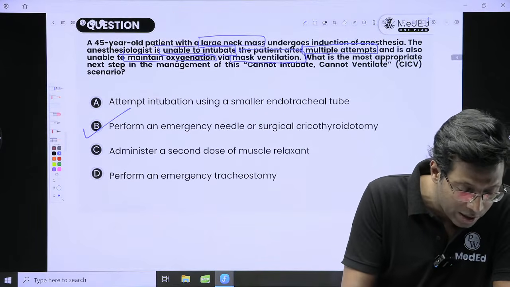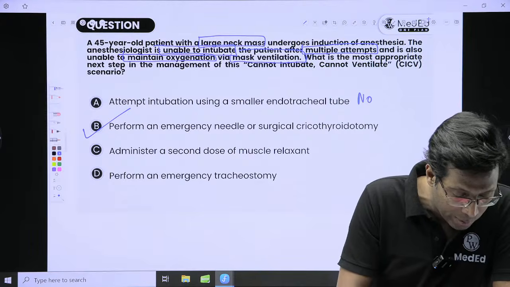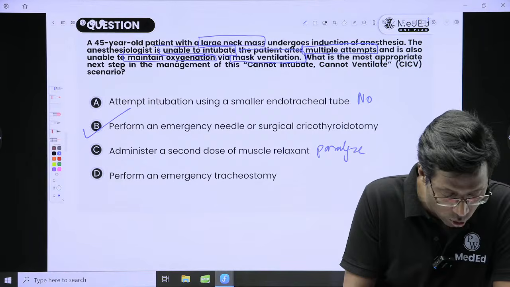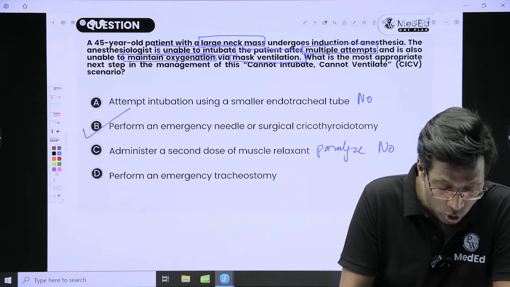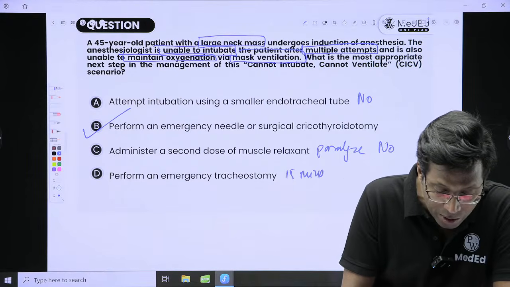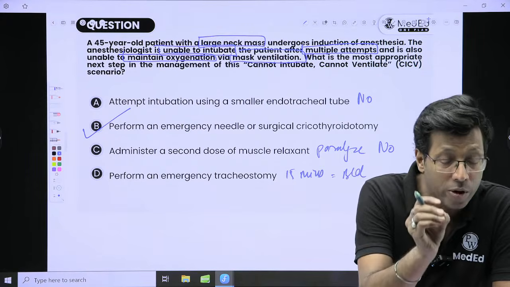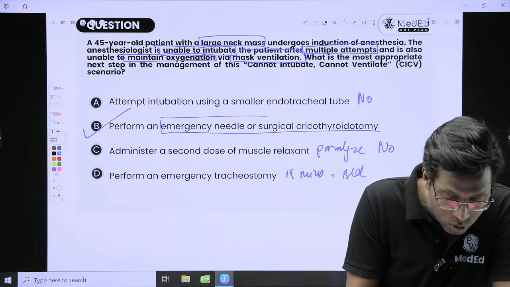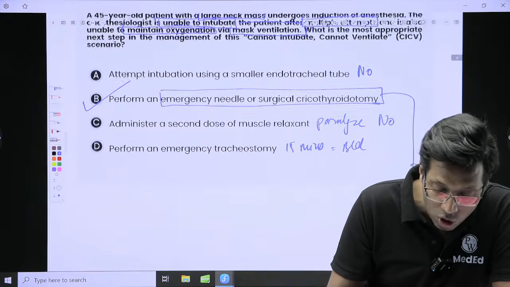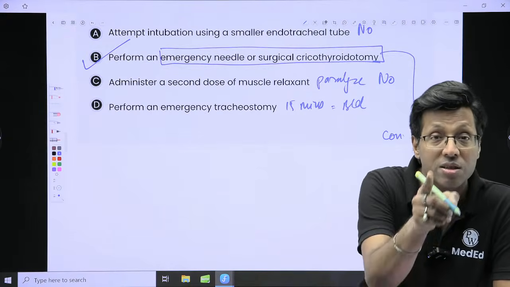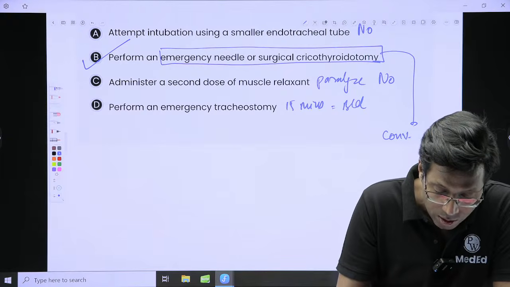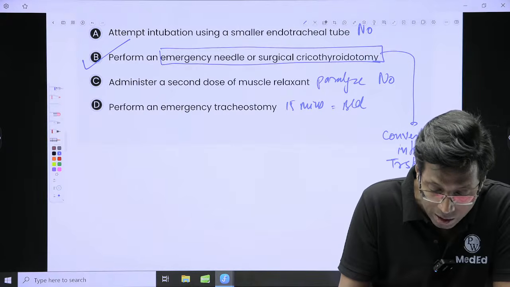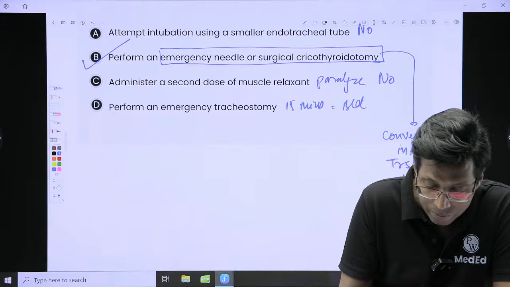See, multiple attempts are made. Will you make another attempt? No. Will you administer a second dose of relaxant? That will make the patient paralyzed. No. Will you perform emergency tracheostomy? No, because it will take 15 minutes to do a tracheostomy. There may be bleeding. Here you have to intubate, you have to do something immediately. What can be done immediately is emergency needle or surgical cricothyroidotomy. And remember, later on, this has to be converted into tracheostomy. Last year's NEET PG question. It has to be converted into tracheostomy later, not at that time. Is it clear?